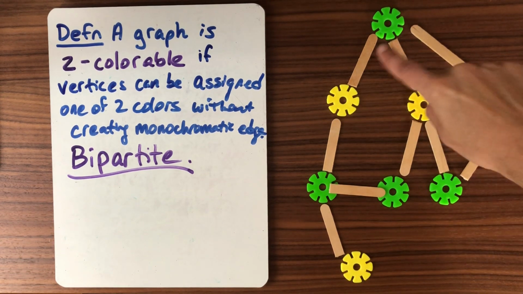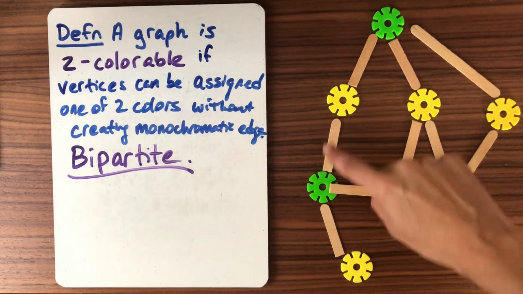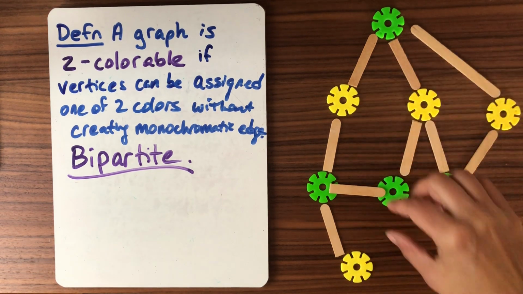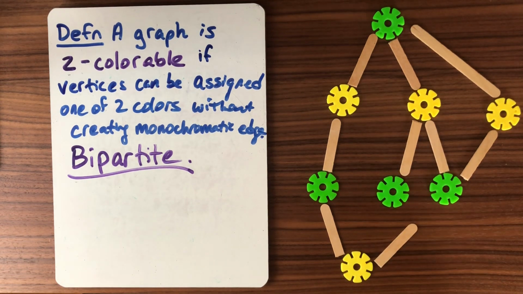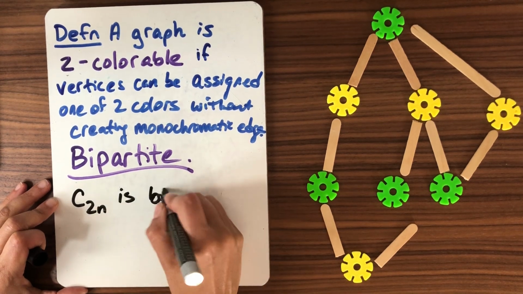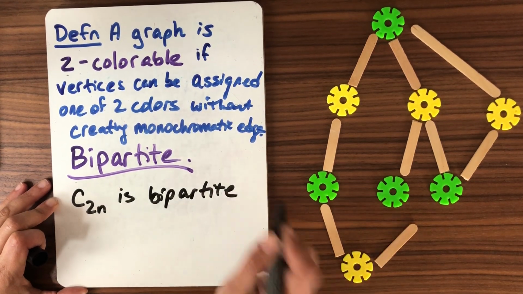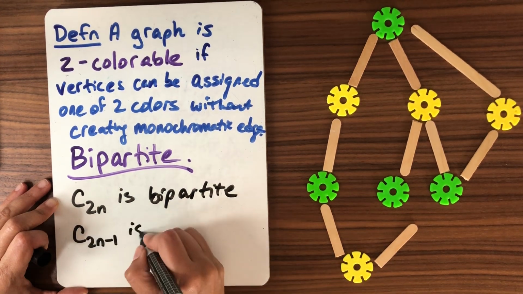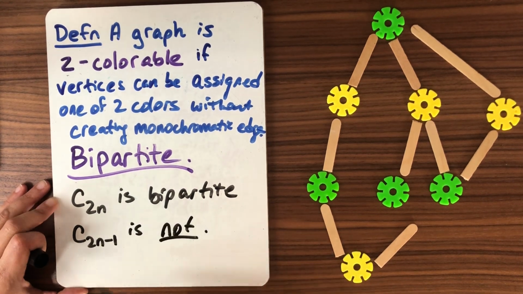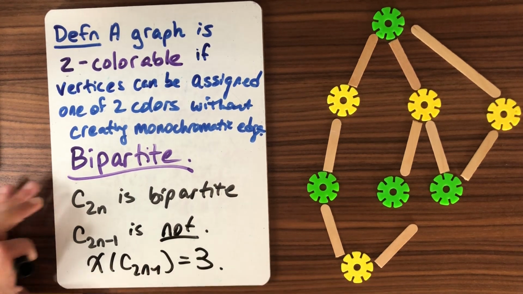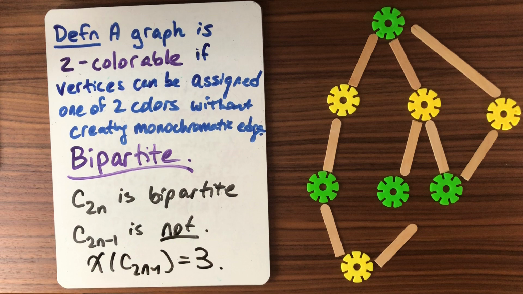Why not? Well, it's a monochromatic edge, but we can look and see this is a cycle that's odd length. And that's why we saw before that it's 3 colorable, but not 2 colorable if I have an odd length cycle. So let's remember that C2N is bipartite. So if we have an even length cycle, we do get a bipartite graph. And if we have an odd length cycle, it's not bipartite. The chromatic number of C2N minus 1, the minimum number of colors needed to properly color the graph, is 3.